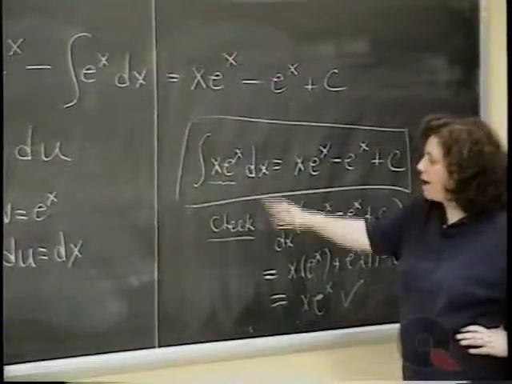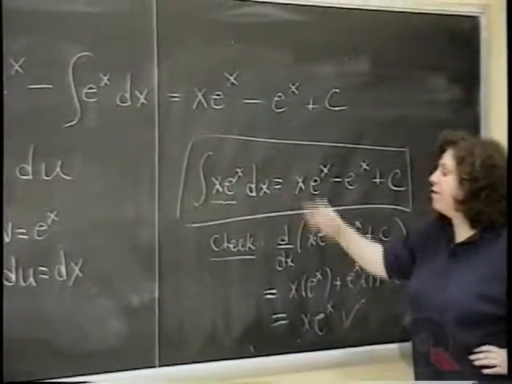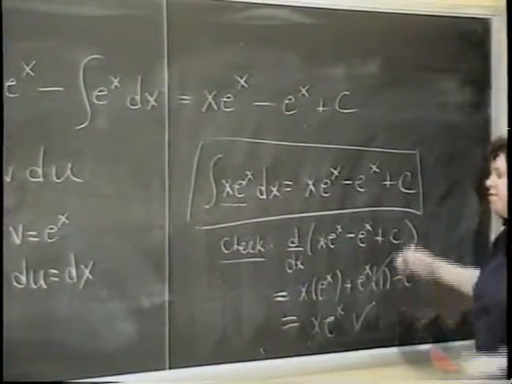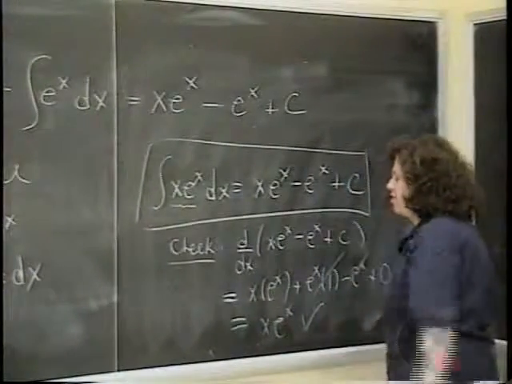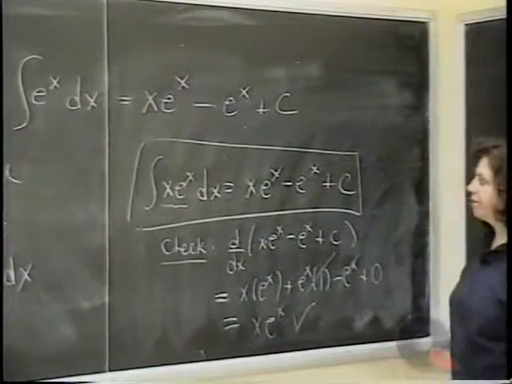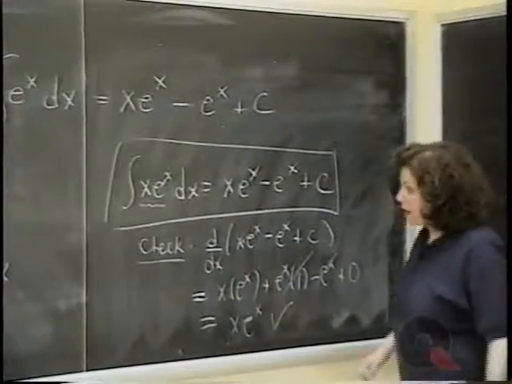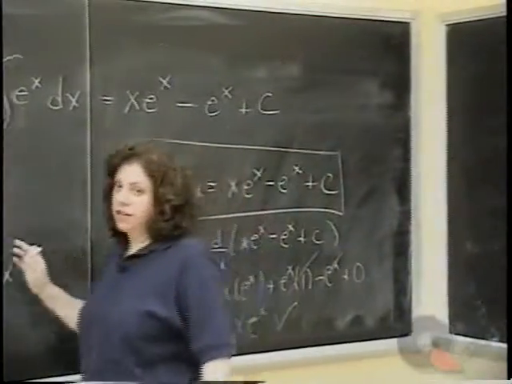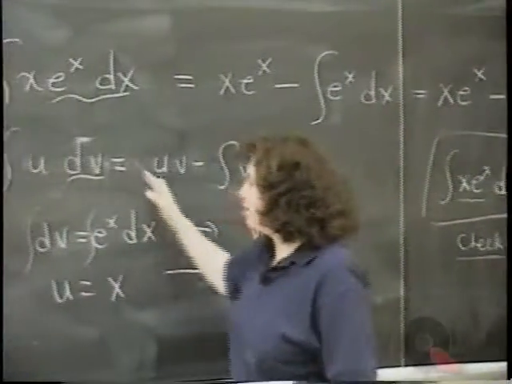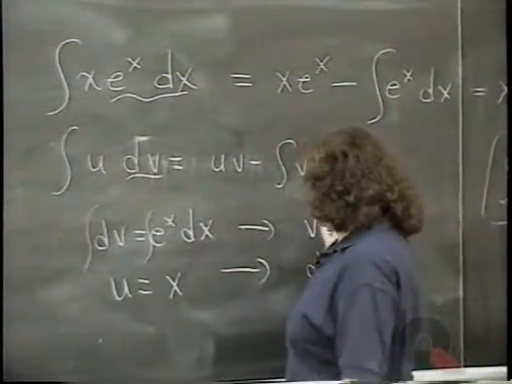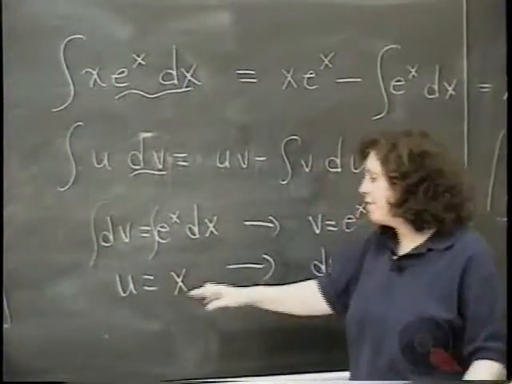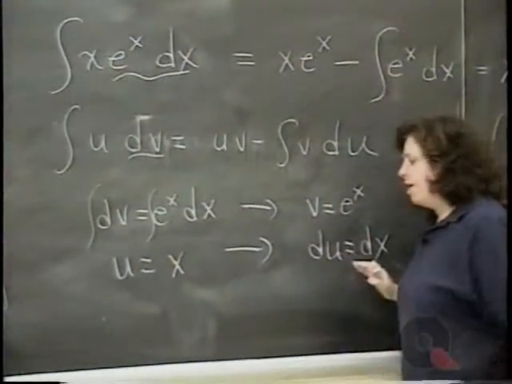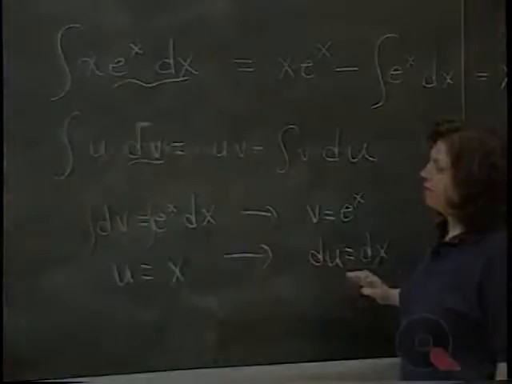So we have integrated, or anti-differentiated, x e to the x. We have found something whose derivative is x e to the x using this formula. Now, remember, the idea is that dv should be the most complicated thing that you know how to integrate, and u, hopefully, is something which is going to be simplified upon differentiation.